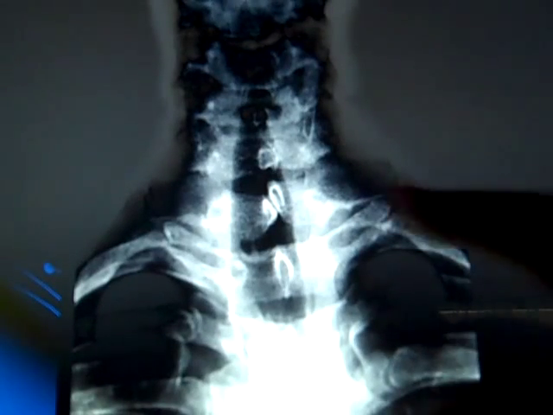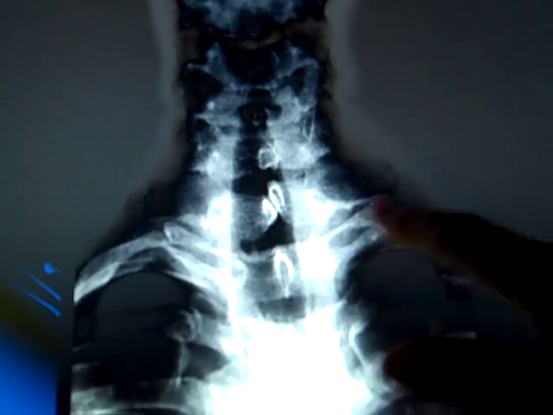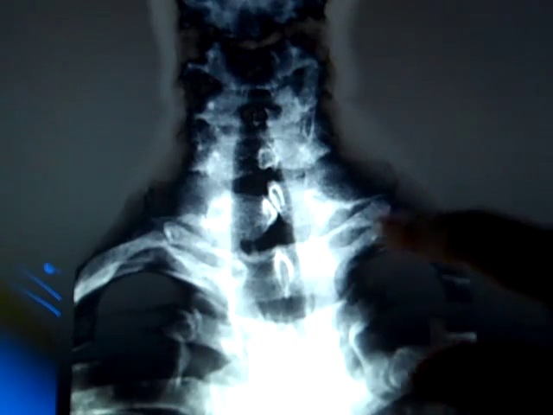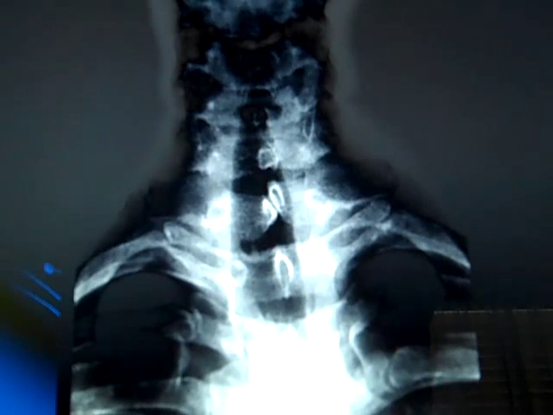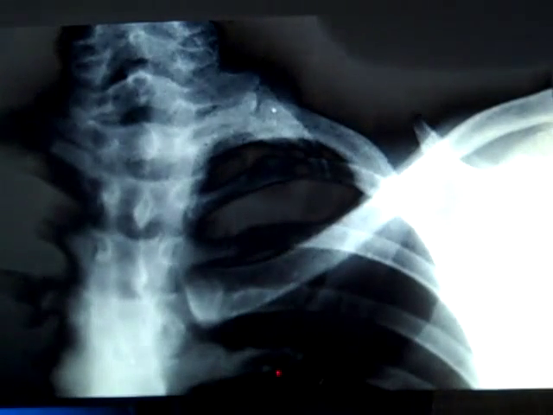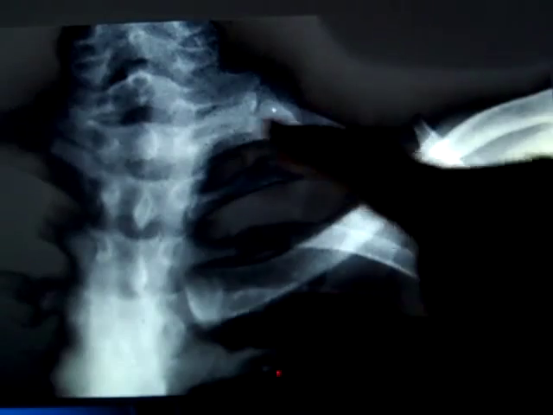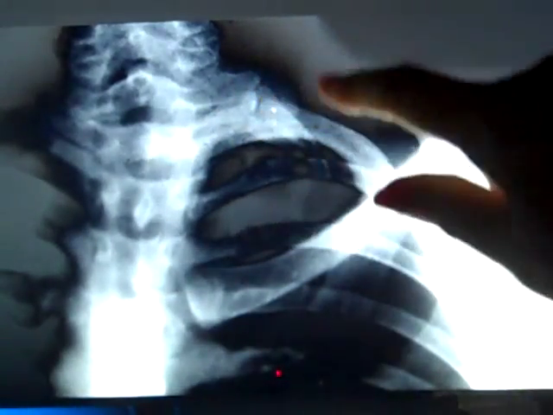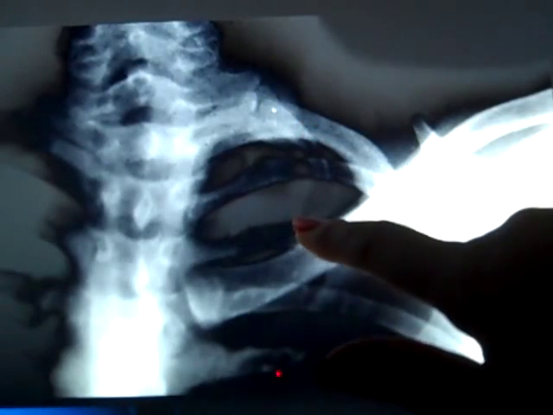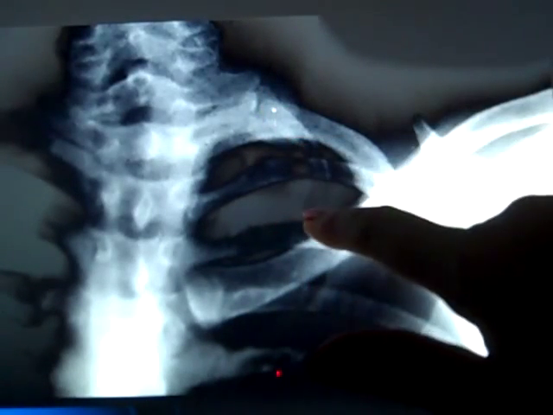On this film, TP of T1 points up. This is a cervical rib right here, and it also has a spina bifida right there. Then on the last film, I have TP points up right here. This is T1. There is a joint space right there. It comes down to right there and ends. And so there is the cervical rib.